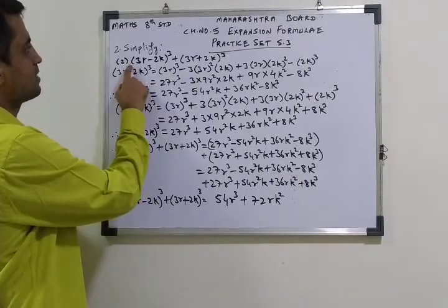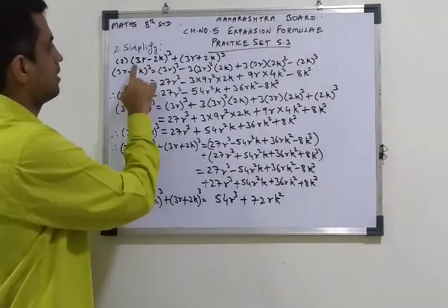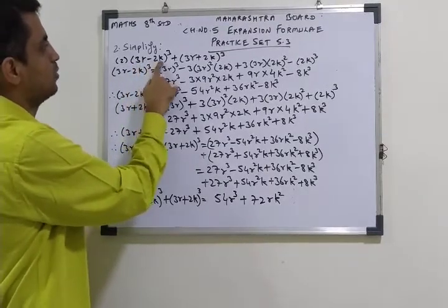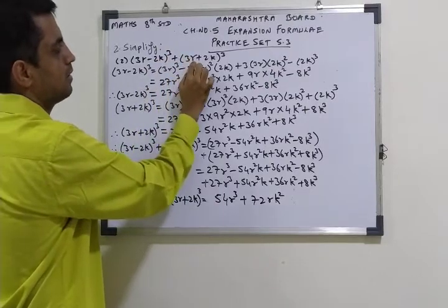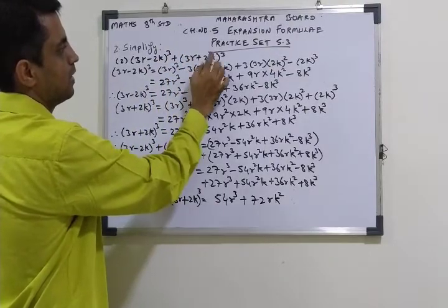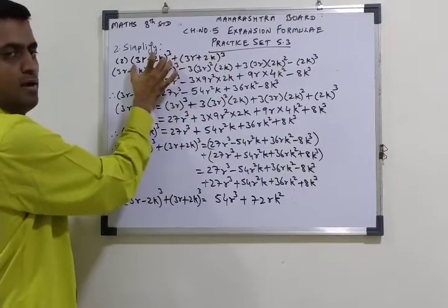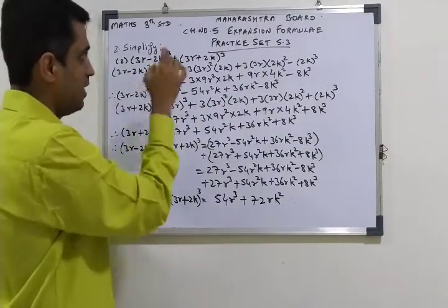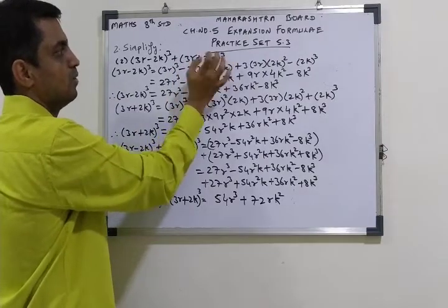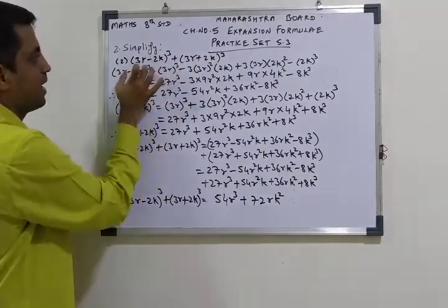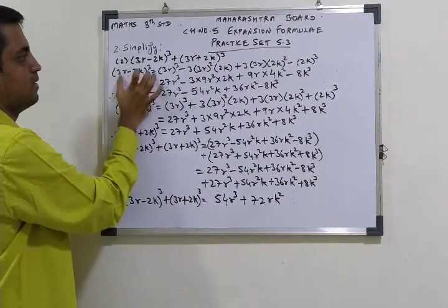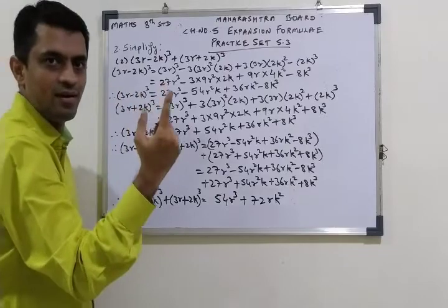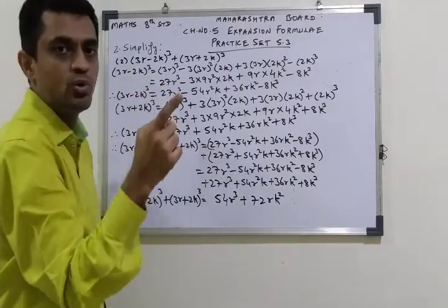Okay students, so this is now the second sum. It is written on the board. 3r minus 2k the whole cube plus 3r plus 2k the whole cube. Again the same way. First we will use the a minus b the whole cube formula, and then we are going to use the a plus b the whole cube formula. So part by part we are simplifying here. A minus b the whole cube here. So 3r is our a and our b is 2k.